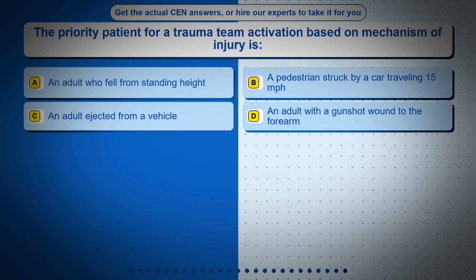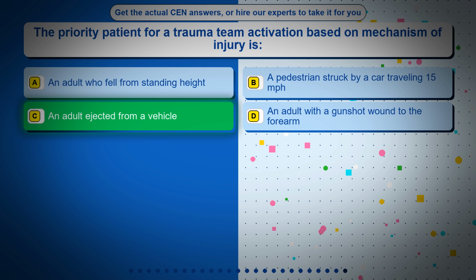Question 24. The priority patient for a trauma team activation based on mechanism of injury is: Option A, an adult who fell from standing height. Option B, a pedestrian struck by a car traveling 15 miles per hour. Option C, an adult ejected from a vehicle. Option D, an adult with a gunshot wound to the forearm. The correct answer is option C, an adult ejected from a vehicle.